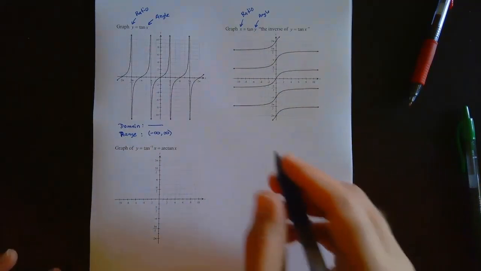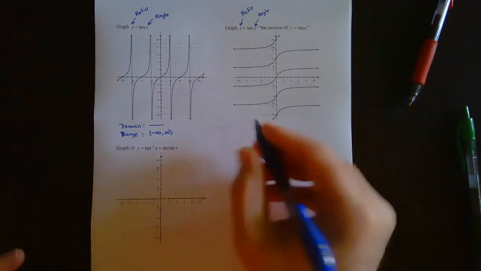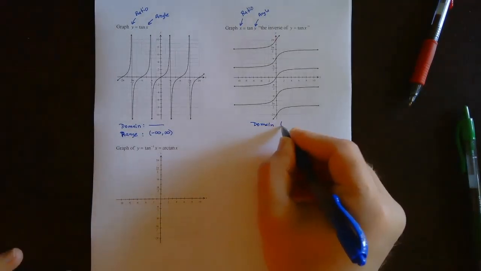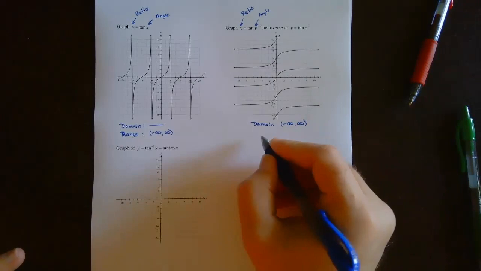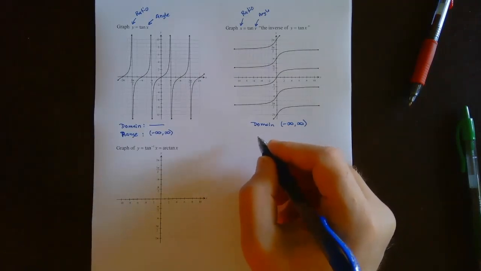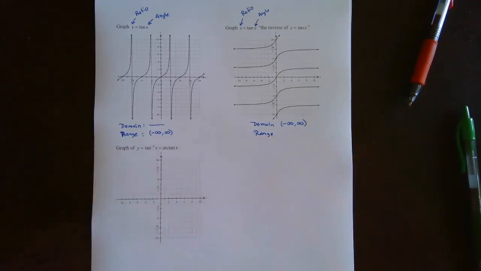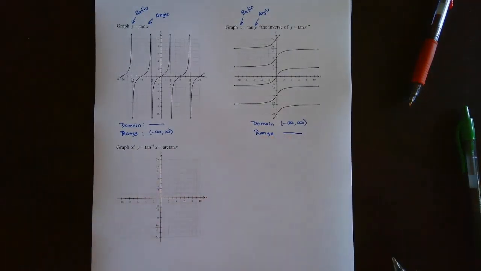So the domain for this one, remember they switch, right? The domain is negative infinity to positive infinity. And the range, I'm not going to write, because it's an infinite number of intervals, so we're not going to bother writing that.